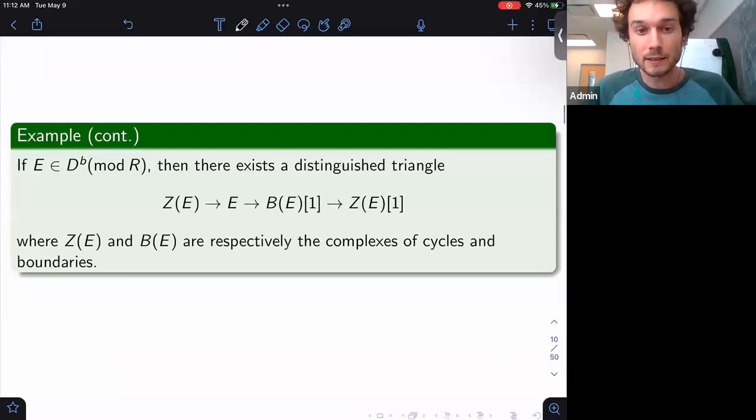So what this says is, all right, I can realize E as an object that's built from ZE and BE shifted by 1. Again, when I'm generating an object, you don't really care about the shifts in some sense. You're just generating objects up to direct sums and shifts.